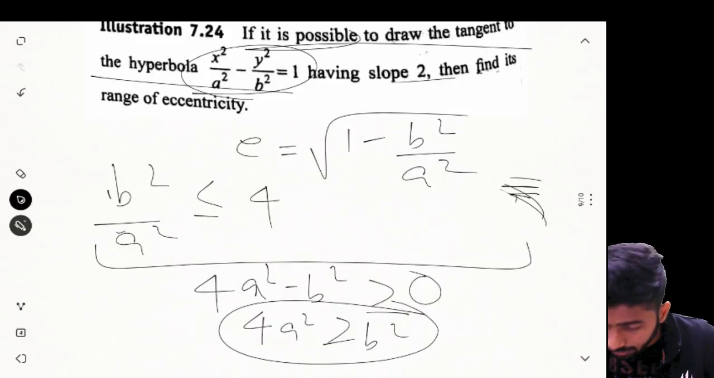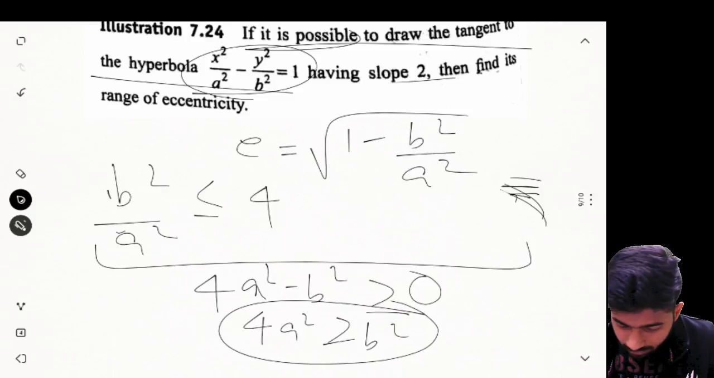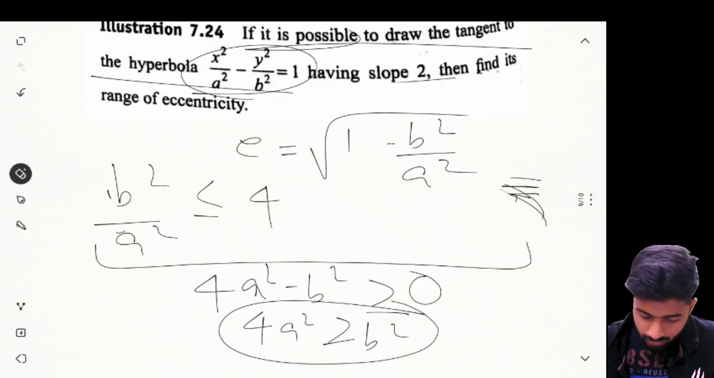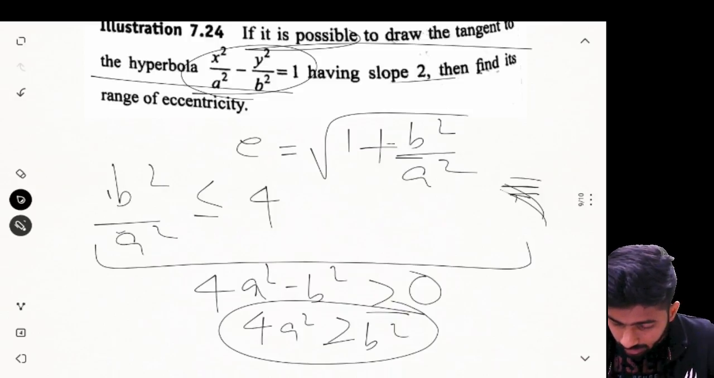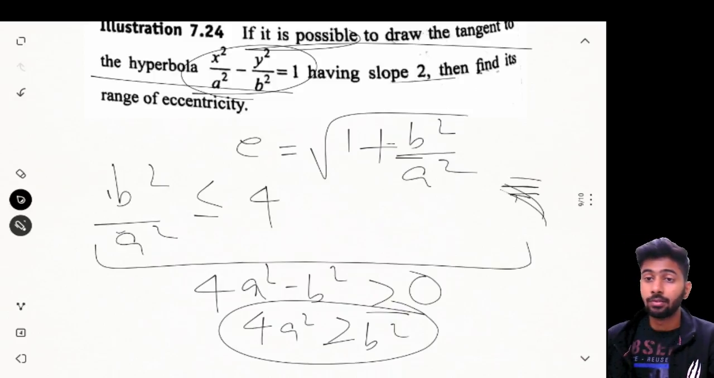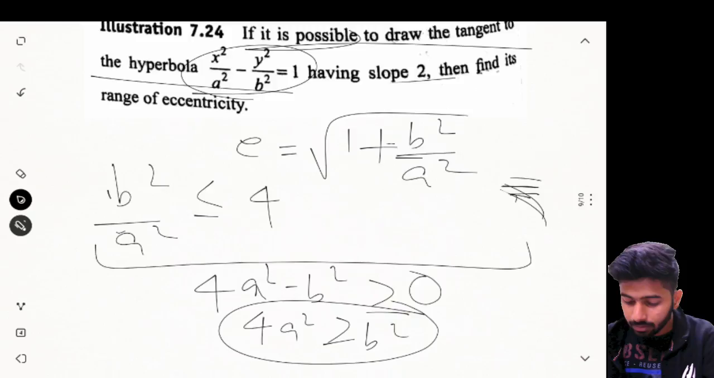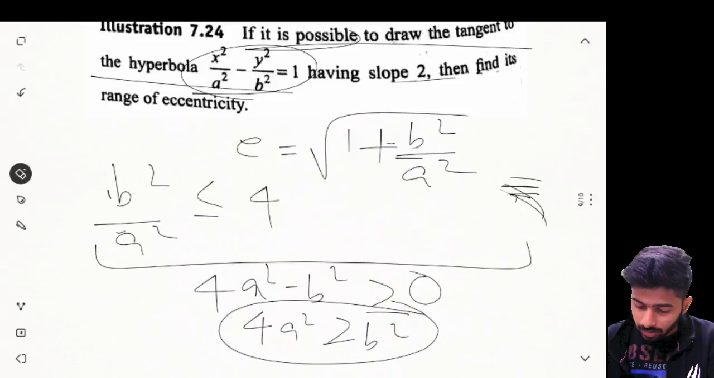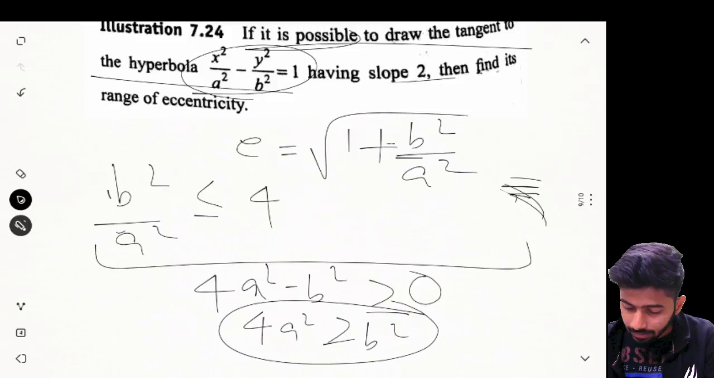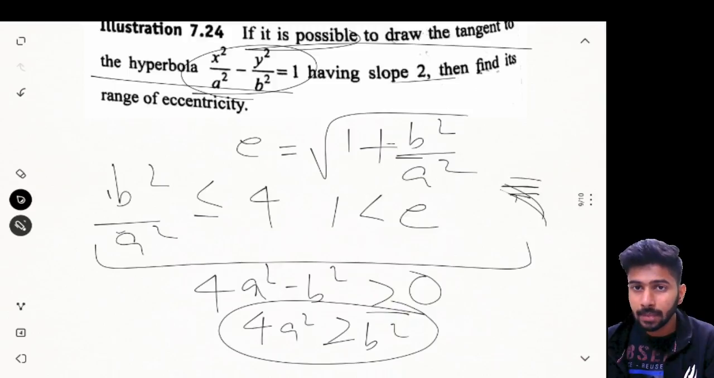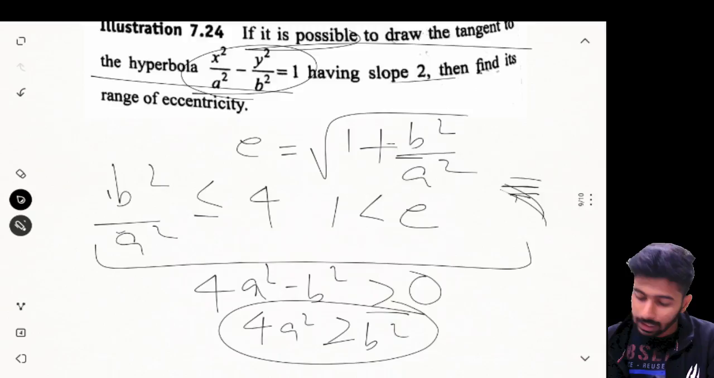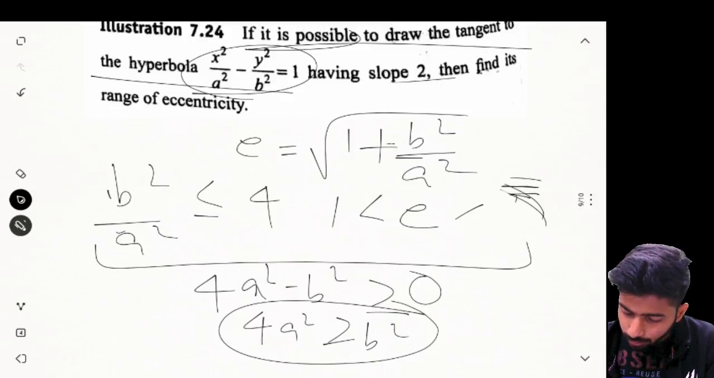Oh, this is plus, right? It's not minus for a hyperbola, it's plus for a hyperbola, right? For an ellipse, it's minus. So what you have to know is, first of all, your eccentricity has to be greater than 1. It cannot be 1, because if it is 1, then it becomes a parabola. It will not be a hyperbola at all. And then it can go on up to infinity.